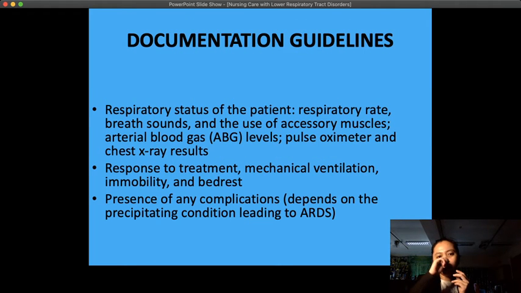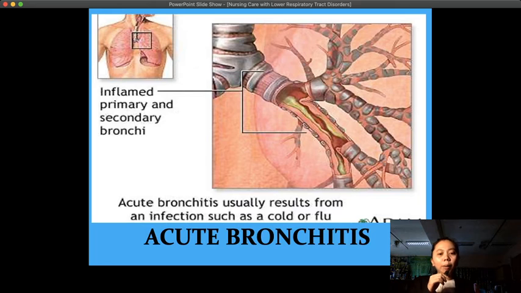Okay, so documentation guidelines. Document the respiratory status of the patient, respiratory rate, breath sounds, and the use of accessory muscles, arterial blood gas levels, pulse oximeter, and chest x-ray results. Response to treatment, mechanical ventilation, immobility, and bed rest. Presence of any complications depends on the precipitating condition leading to ARDS.